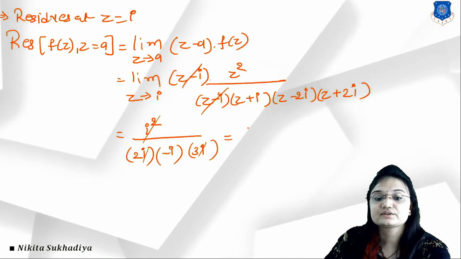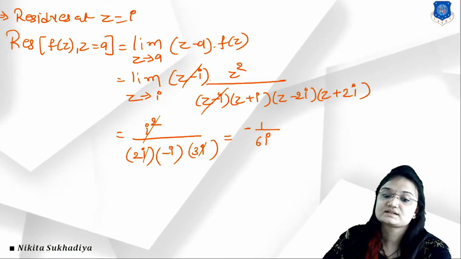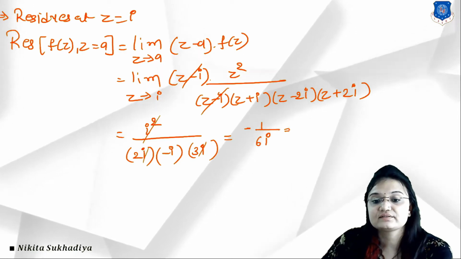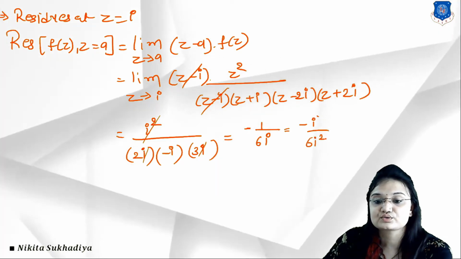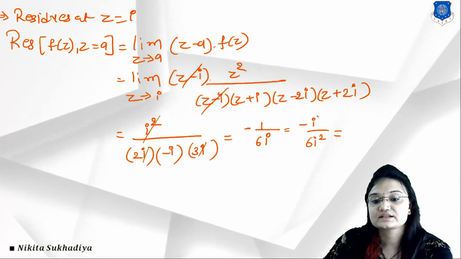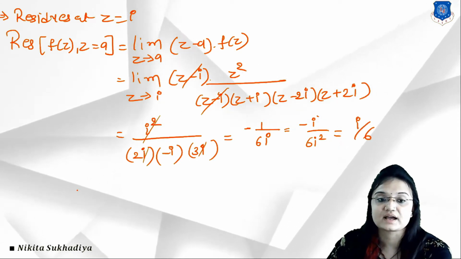So we will get finally minus 1 upon 6i. Okay, now multiply with i and divide with i. So this will become i upon 6i square. So we can say that i square is equal to minus 1. So minus minus cancel out. So we will get i by 6.